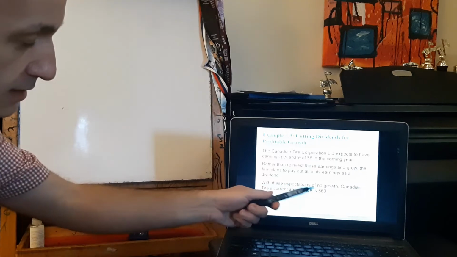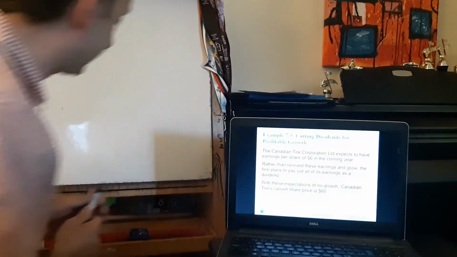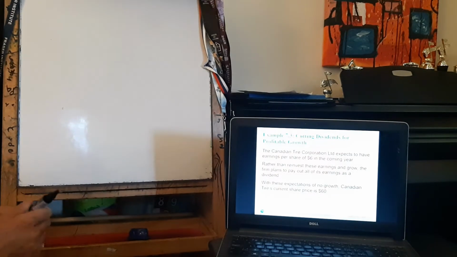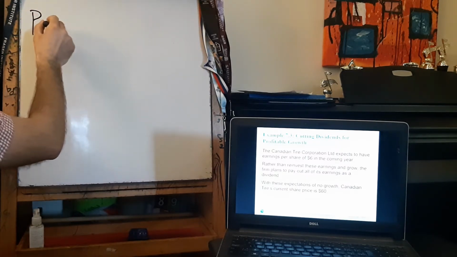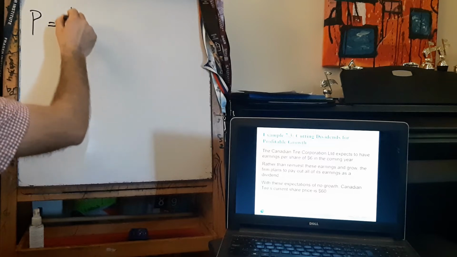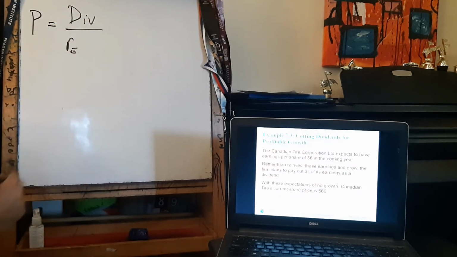Another thing that we know about Canadian Tire, what we can look up online, is their share price. It says their share price is $60 per share. So these two numbers that we have, we can put them into our constant dividend growth model that we talked about last time and see what we can do with it. So, well, the constant dividend growth model says that the share price will be equal to dividend divided by RE, which is opportunity cost of capital, minus growth rate.